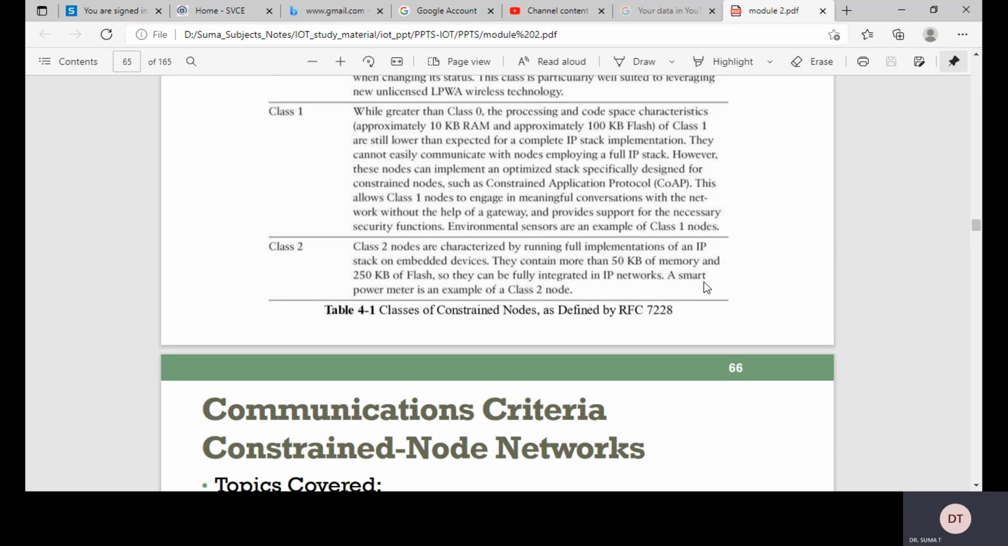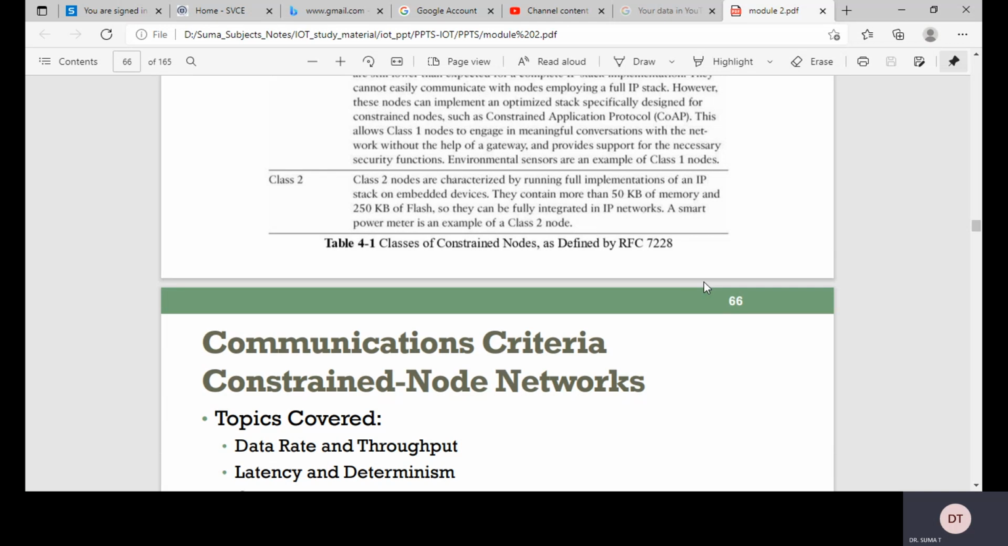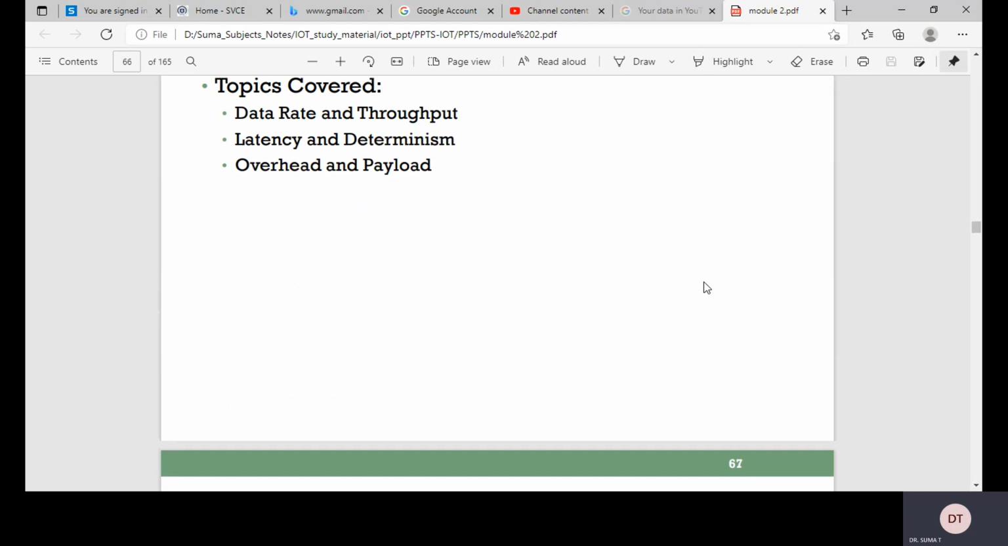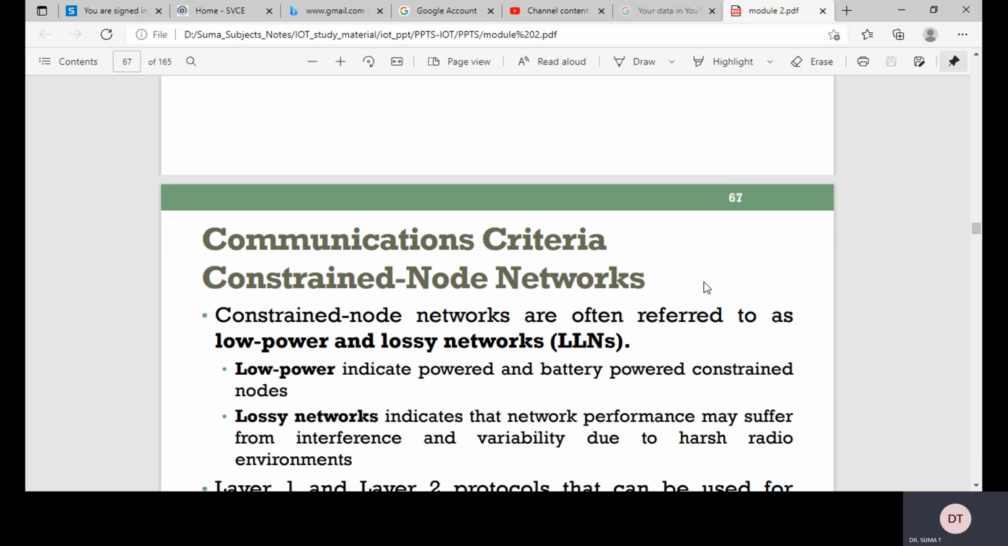So when you come to the communication criteria with respect to constrained node networks, what we are going to study is data rate and throughput, latency and determinism, and overhead and payload. So, communication criteria with respect to constrained nodes.